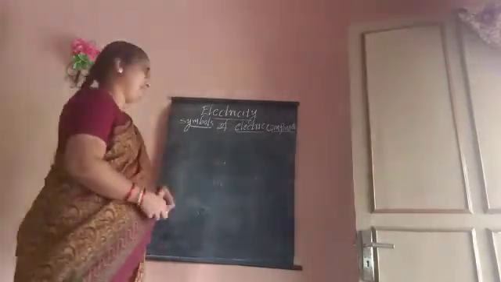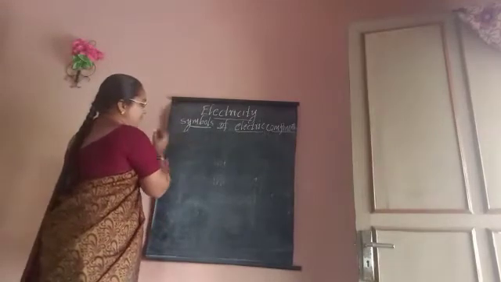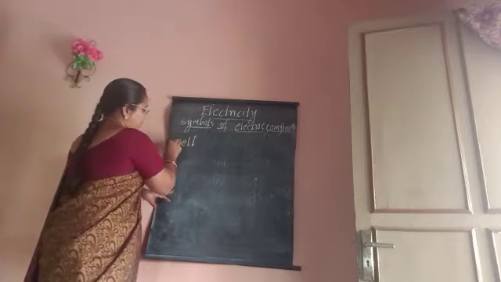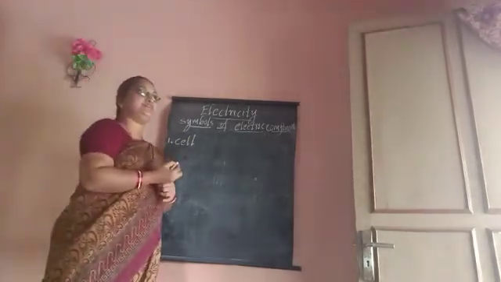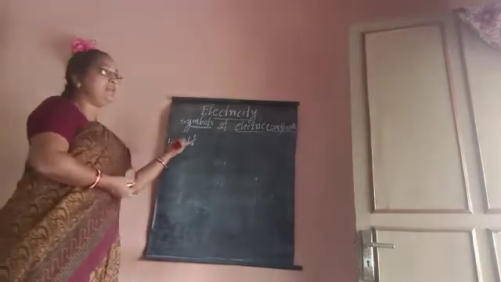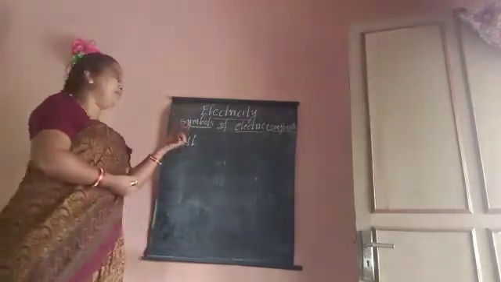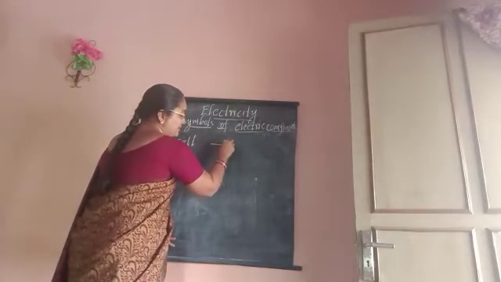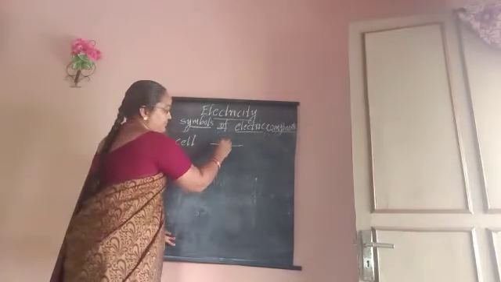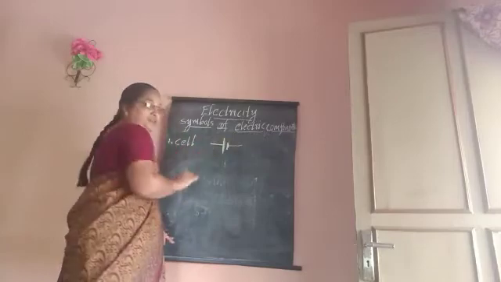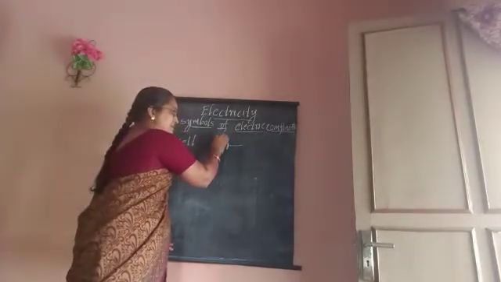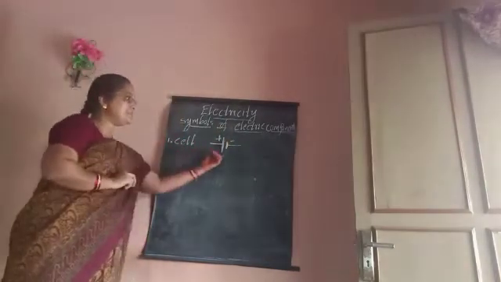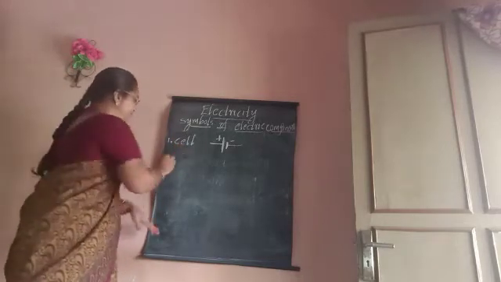Okay, we can see now. Cell. Already in the last class we prepared this cell. The symbol for cell is like this: one long line and one short line. The long line indicates the positive terminal and the short line indicates the negative terminal. This is the symbol of cell.